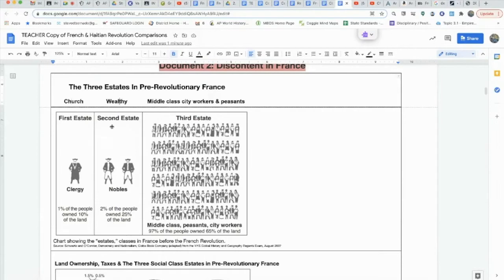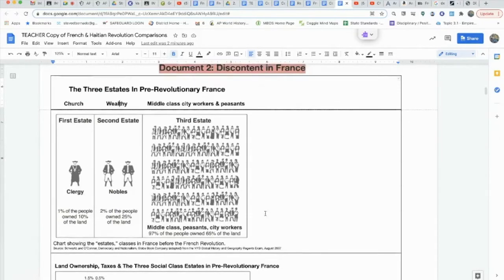Let's look at the wealthy, the 2nd estate, the nobles, they're the rich. They only made up 2% of all the people in France. So 2% of the rich owned 25% of the land. That seems even more unfair. What about the 3rd estate? All the poor and the small group of middle class. 97% of the people only owned 65% of the land. Well, that's super unfair. All right, discontent in France.